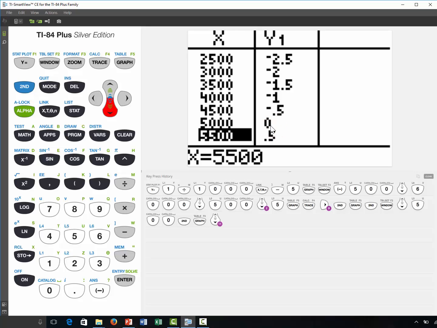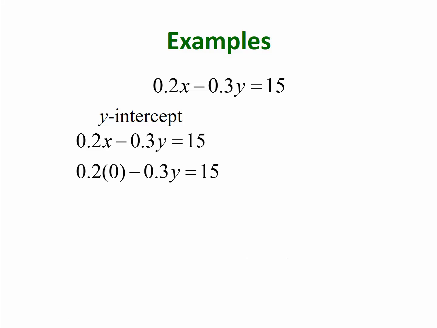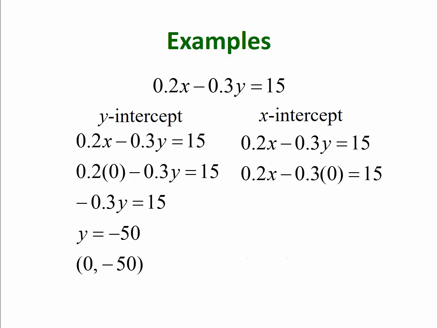Let's try another example. Here we have a standard form of a linear equation. 0.2x minus 0.3y equals 15. I'm going to do this algebraically to determine what's the x and y intercepts. For the y-intercept, I let x be 0 and I solve for y. So this becomes 0.2 times 0, which is 0, minus 0.3y equals 15. Now I need to divide by -0.3, and I get y is equal to -50. So my y-intercept's -50.